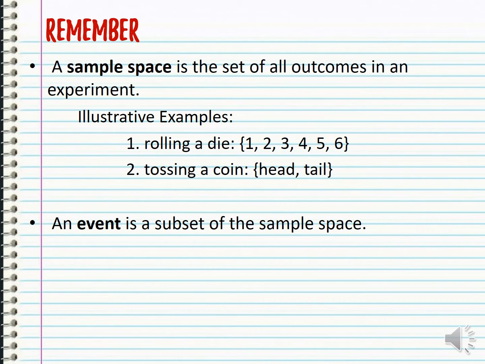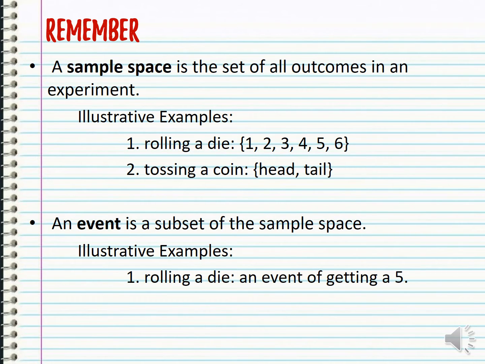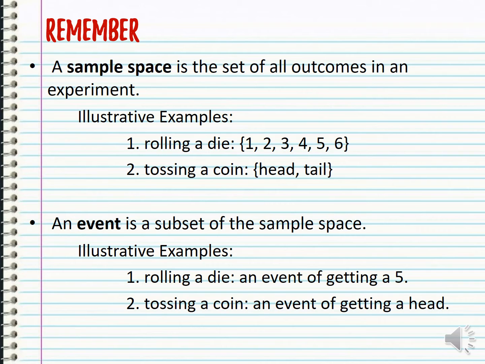Then, the event is a subset of the sample space. In an experiment of rolling a die, we could get an event of getting a 5 or a 3 or a 1, whatever it may be. In the experiment of tossing a coin, you could get an event of getting a head. As I've said, we're going to be talking about the union and intersection of sets today. That's why you're going to need your knowledge of sets and the operations on sets.